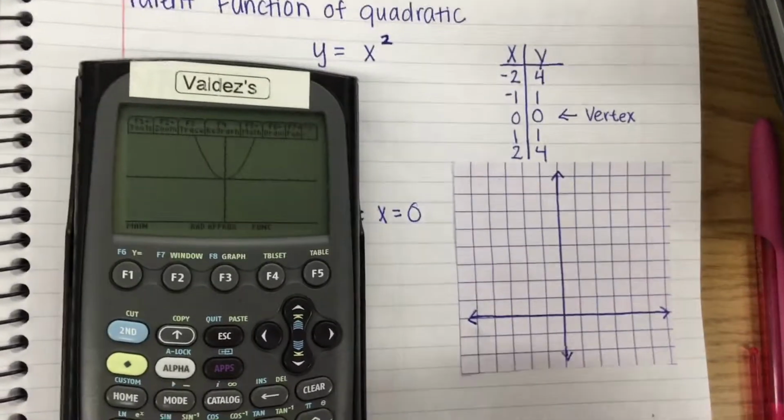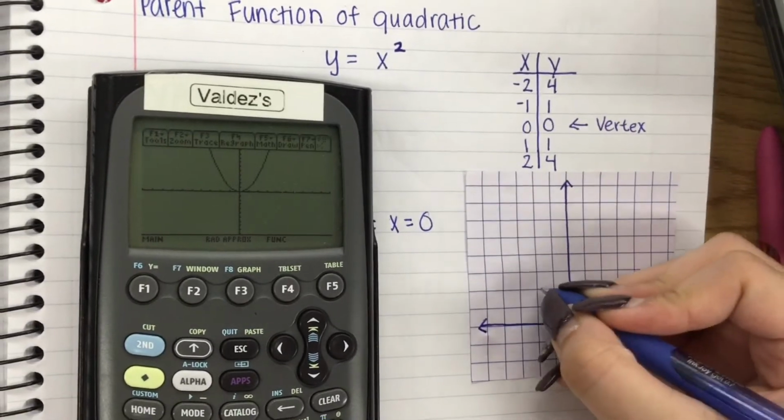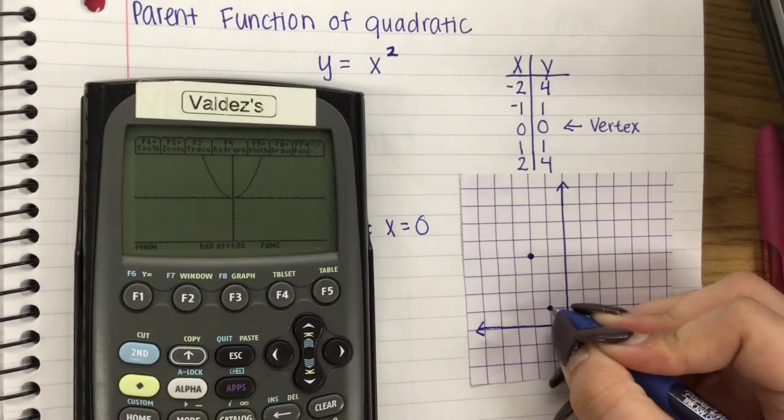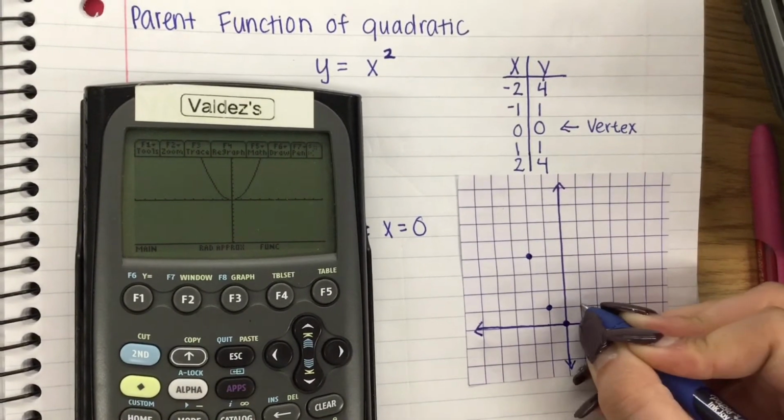That means that if you don't have a graphing calculator, you have to choose the x values and plug those into the equation to find the y values. It takes a lot of time.